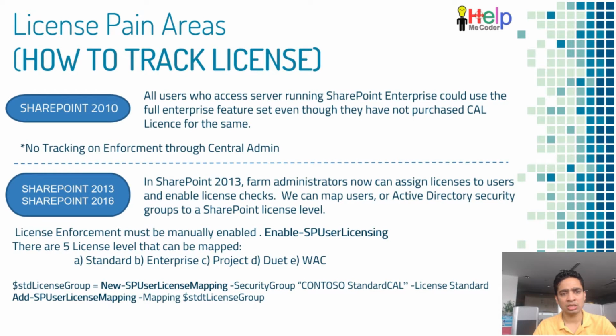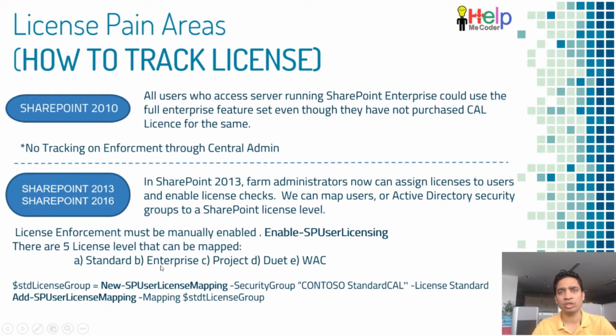What has been done is that in PowerShell, you don't have a user interface right now. You can just use a PowerShell command line to enforce this licensing or enable this licensing check. How we do this is, on Active Directory you create some groups, add the users as part of that AD group, and then with your PowerShell command, attach that AD group to the licensing, or map that AD group to this licensing group. There are basically 5 licensing levels in SharePoint 2013 and 16: standard, enterprise, project, Duet, and WAC. For us in SharePoint, we only need to concentrate majorly on standard and enterprise.